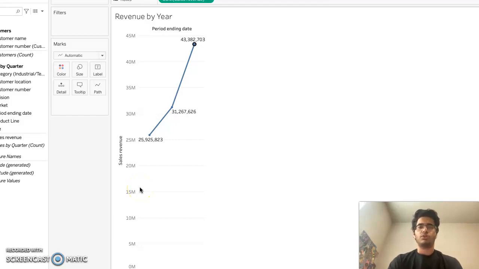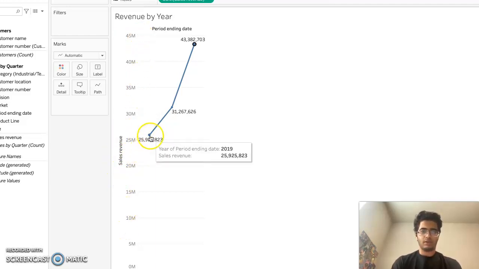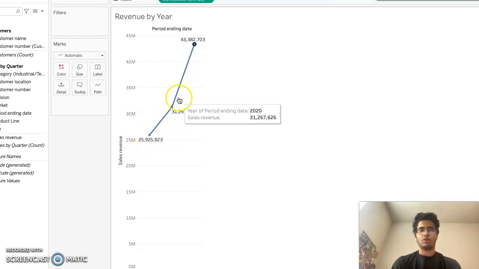I'm in ACG 2021 and I'm here to show my Tableau project on CAT manufacturers sales. Here we can see sales by year. That's the sales revenue. We can see the revenue here for the years 2019, 2020, and 2021.